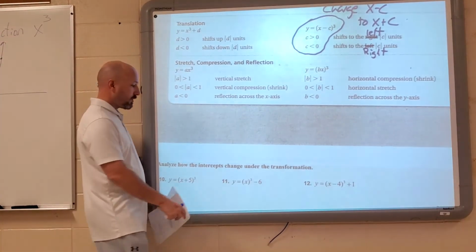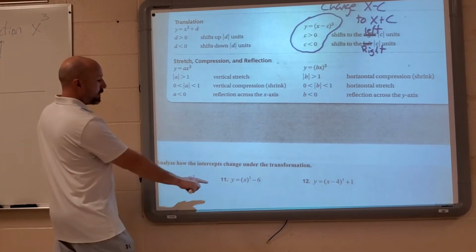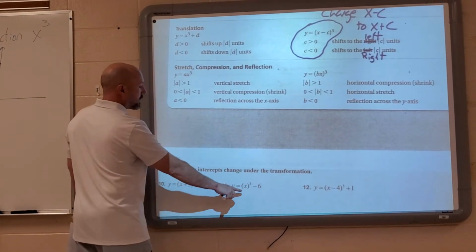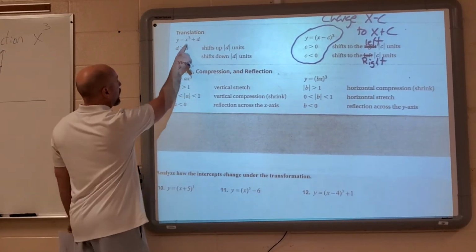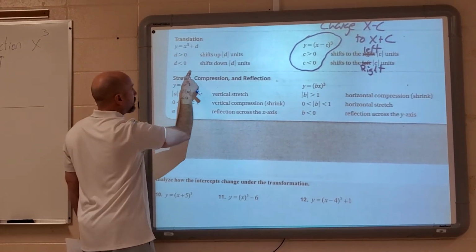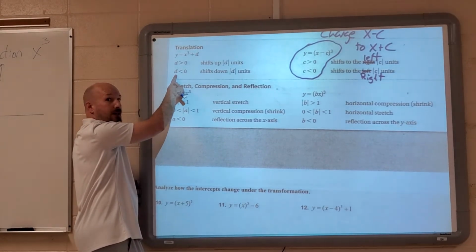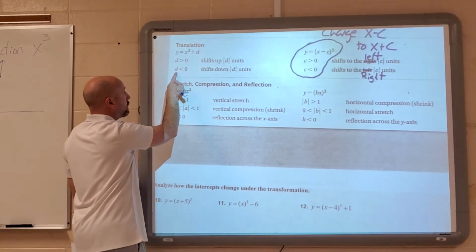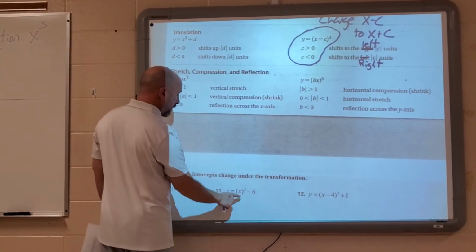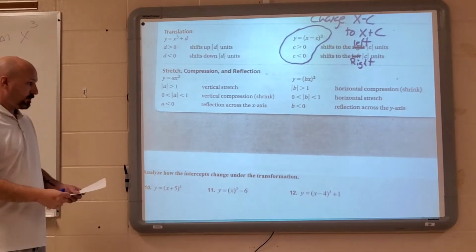Okay? So same thing here. What would the transformation be there? Well, this minus 6 is not in the parentheses. So that's going to be this one. And minus 6 is definitely less than 0, negative 6, so then it's down 6 units. Okay?